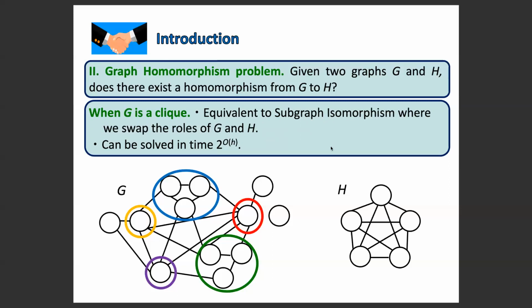Then we might also be interested in the case where G is a clique. Then this problem becomes equivalent to subgraph isomorphism when we swap the roles of G and H, and it can be solved in time 2 to the order h.